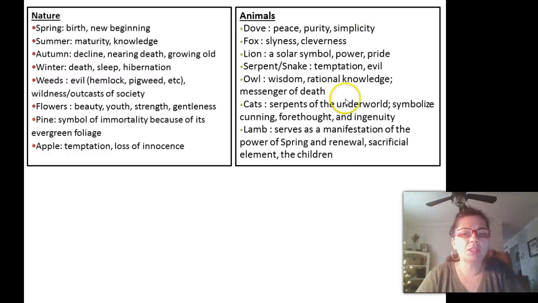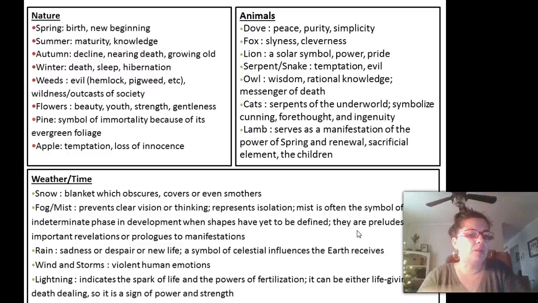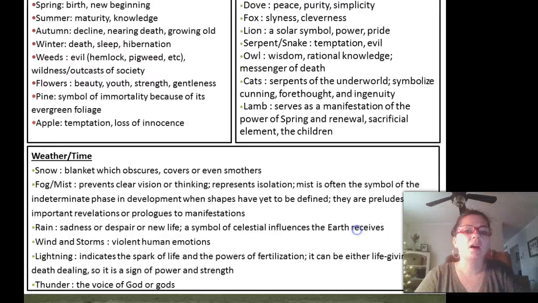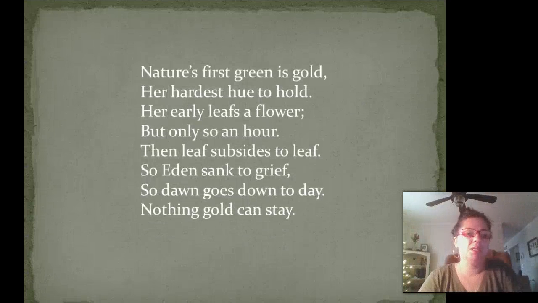All kinds of animals stand for all kinds of things, and weather and time even stand for a bunch of different things. So when a poet brings these things into their poem, they're not doing it accidentally. All of these things are symbolic of something else, so look beyond to the deeper meaning.